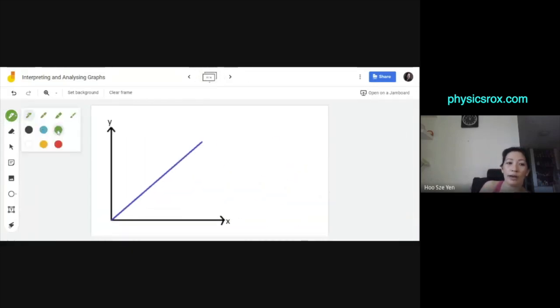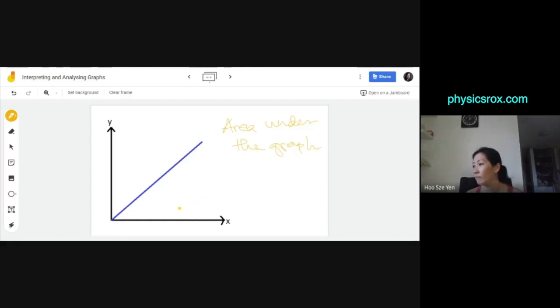What about area under the graph? Have you learned this concept before? Okay. In maths, never learn area. Okay, area under the graph means this. If you have a graph like this, normally they'll give you the value, let's say x between 0 and whatever, let's say x up to here, let's say 10.